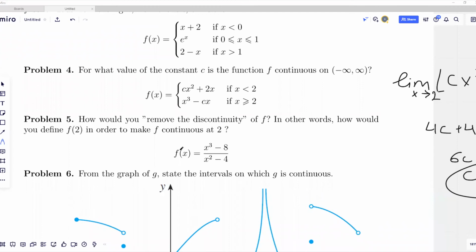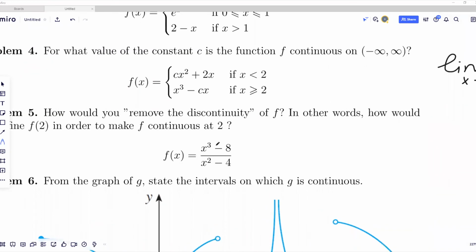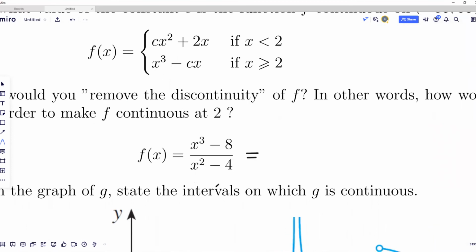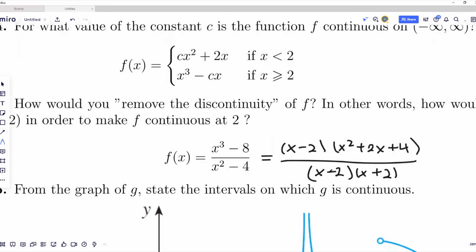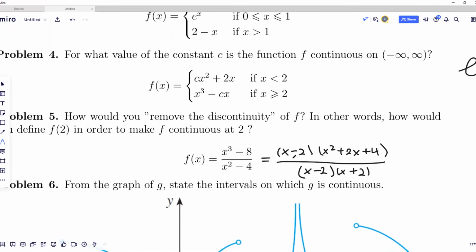Okay, next problem. How would you remove the discontinuity of f? In other words, how would you define f at point 2 in order to make f continuous at 2? So we have a rational function. It's continuous everywhere, except at zeros of the denominator. Let's expand this numerator as x minus 2 times x squared plus 2x plus 4. In the denominator, we have x minus 2 multiplied by x plus 2. So at point x is equal to 2, we have a removable discontinuity.